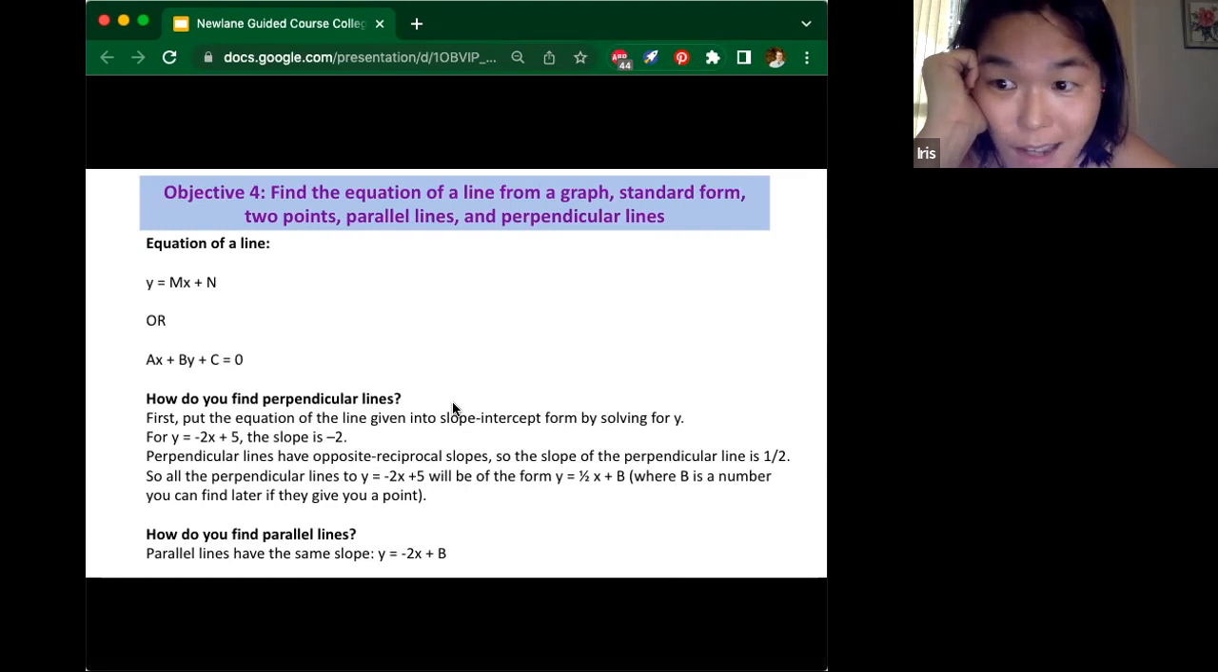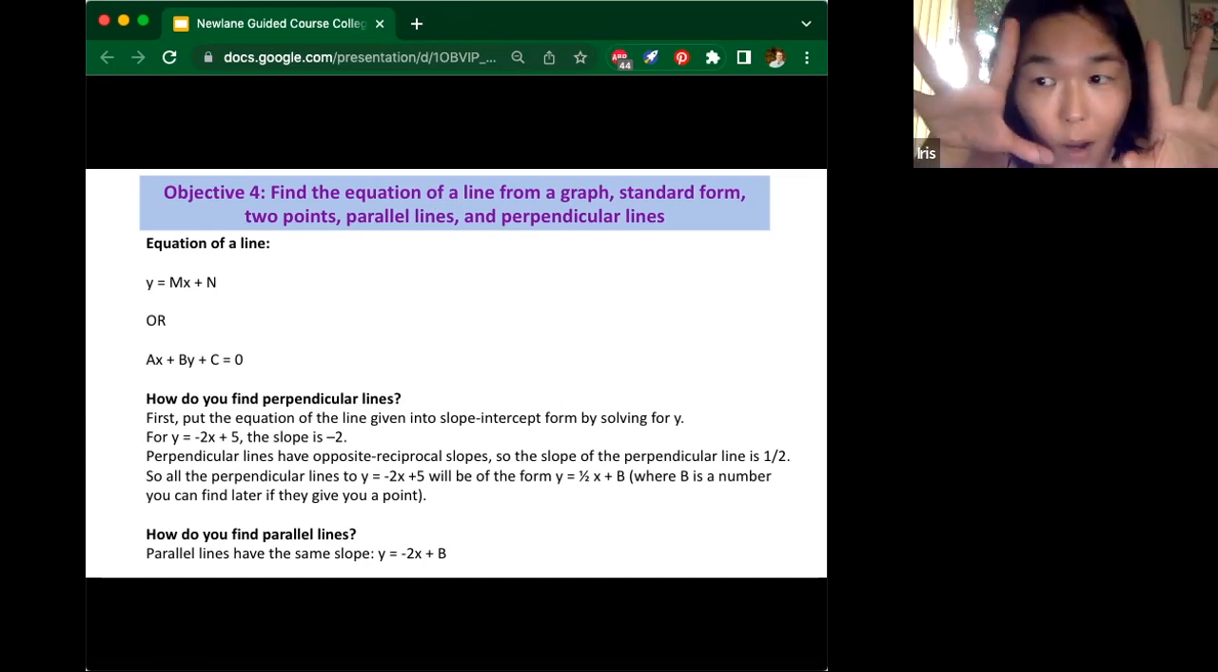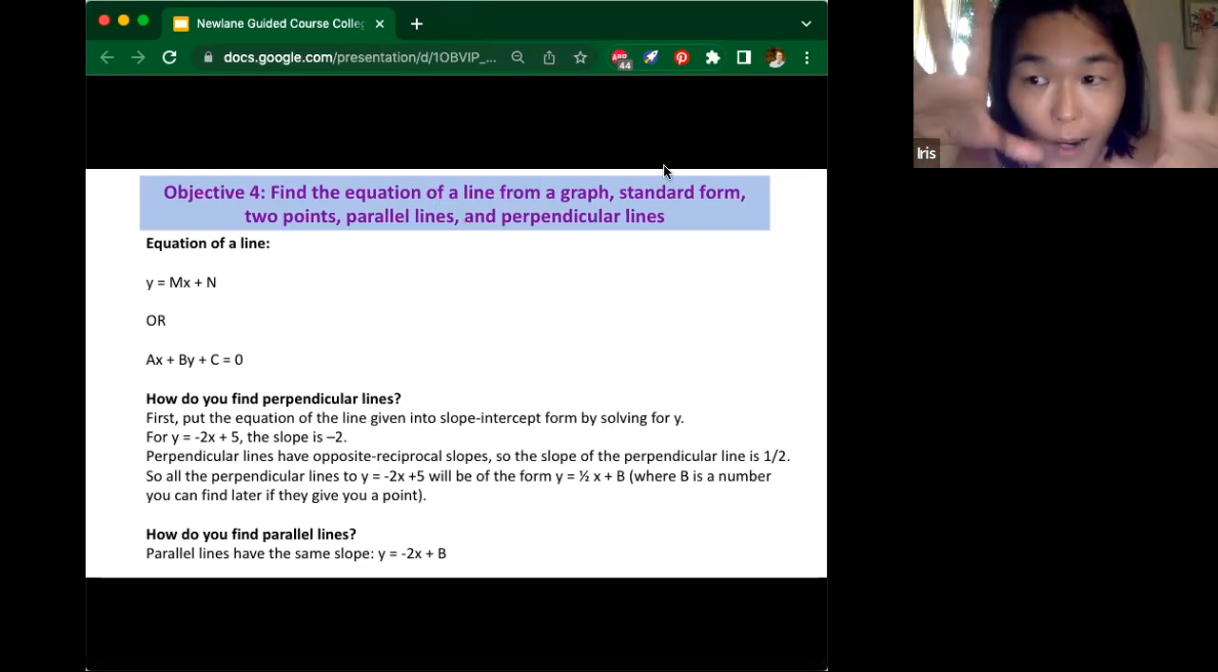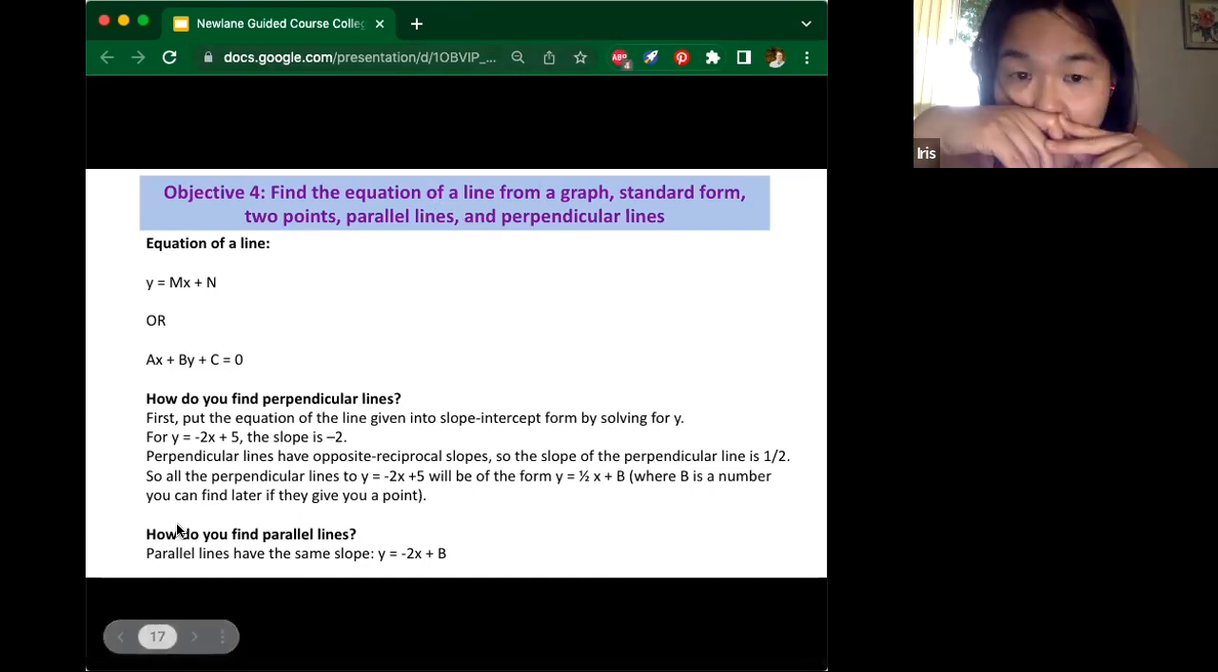How do we recognize that it's a line? Basically, y and x just show up as y and x. They don't show up as squares or cubes or anything like that. So if you have y to the power of 1 multiplied by something, and x to the power of 1 multiplied by something, it's okay. This is a line.